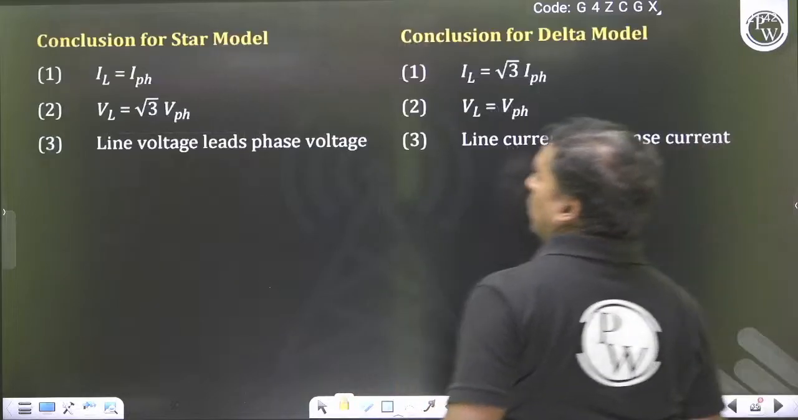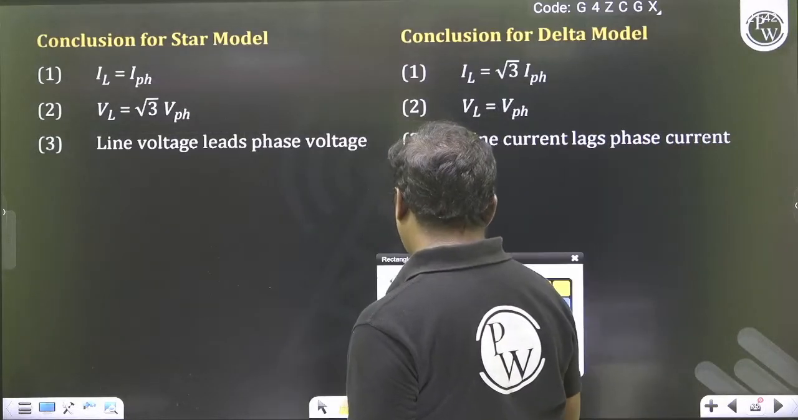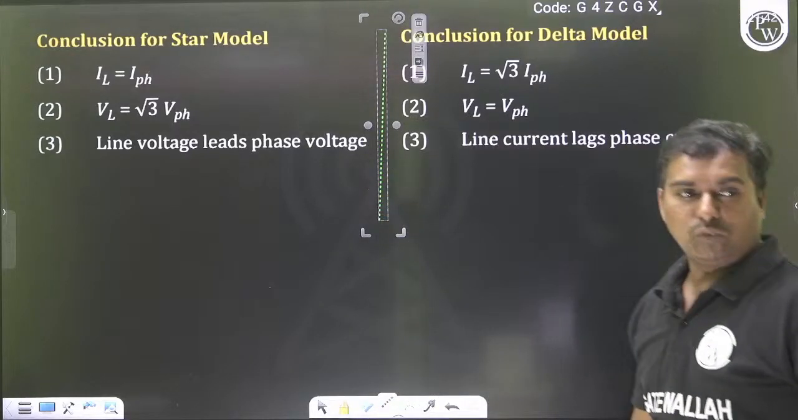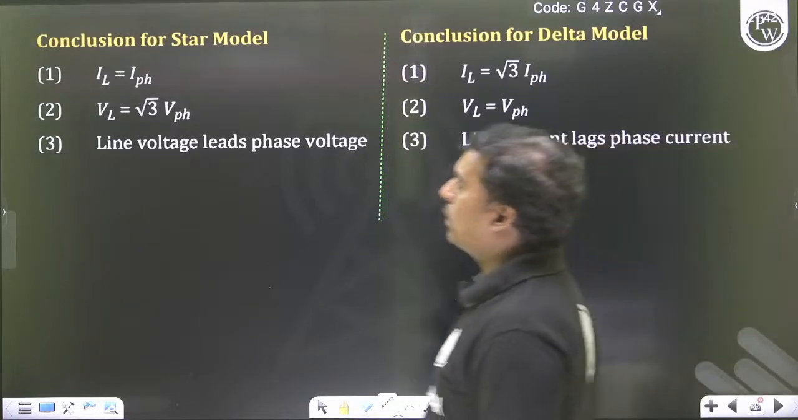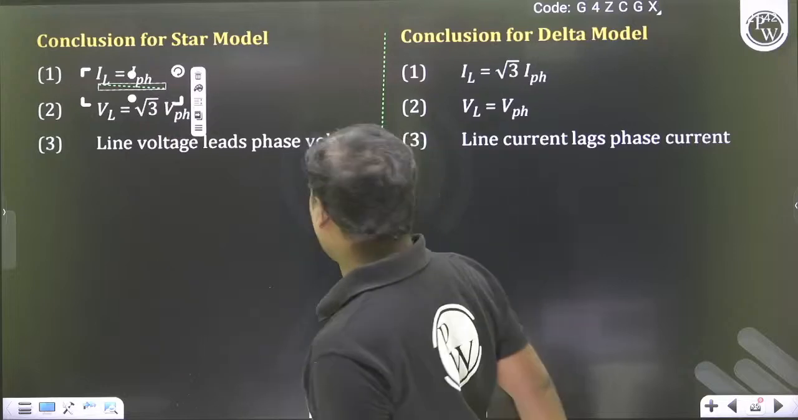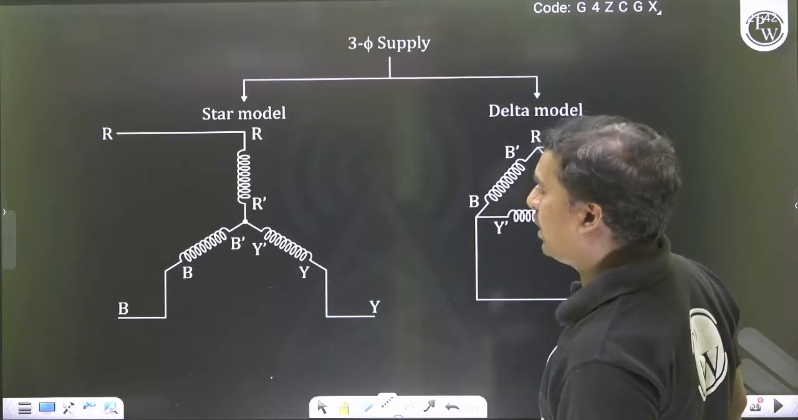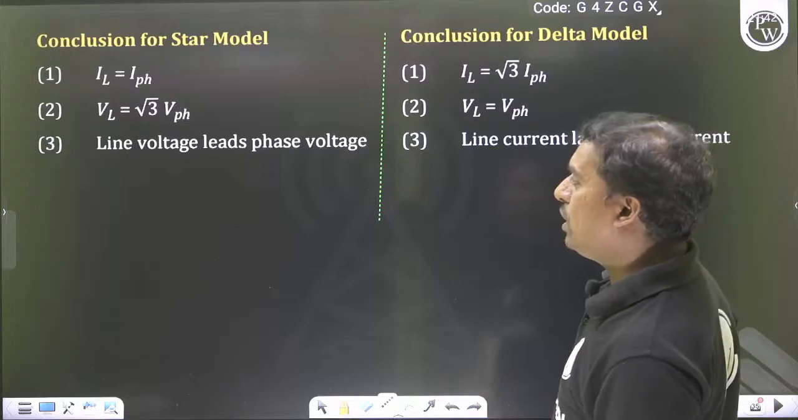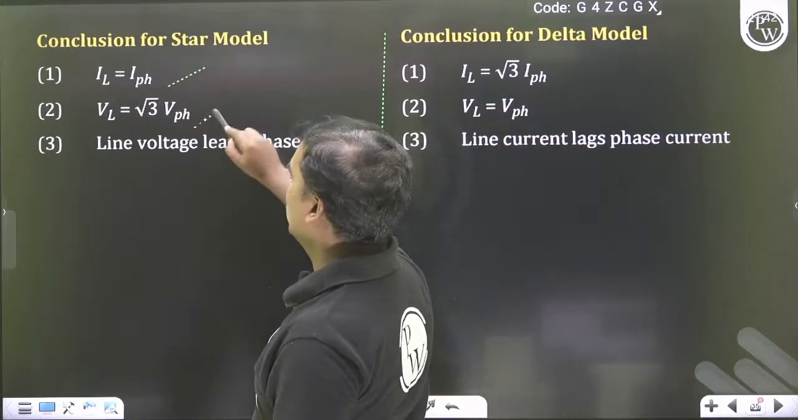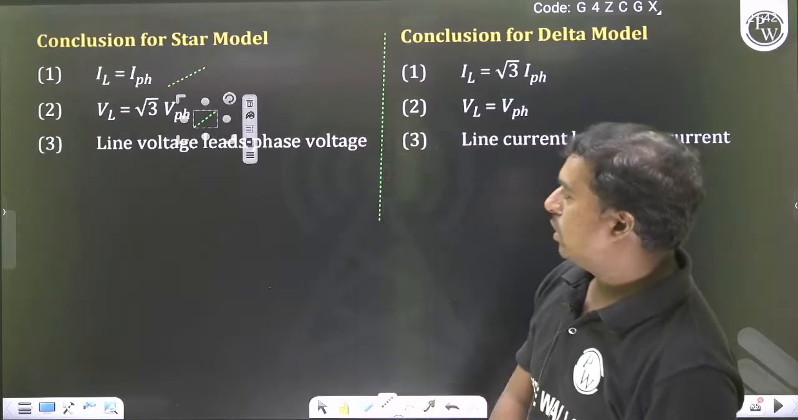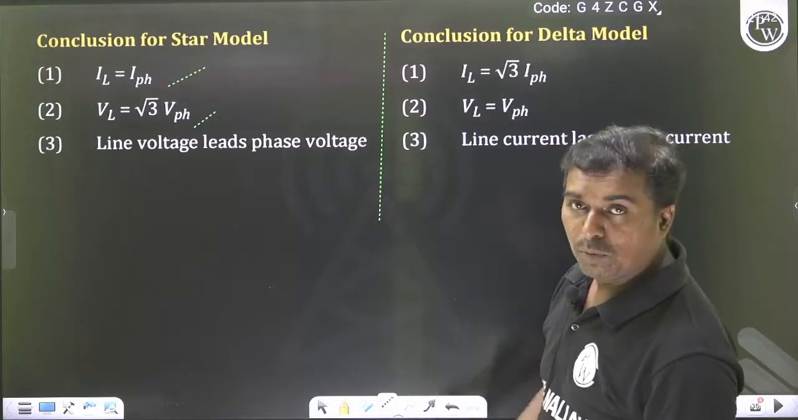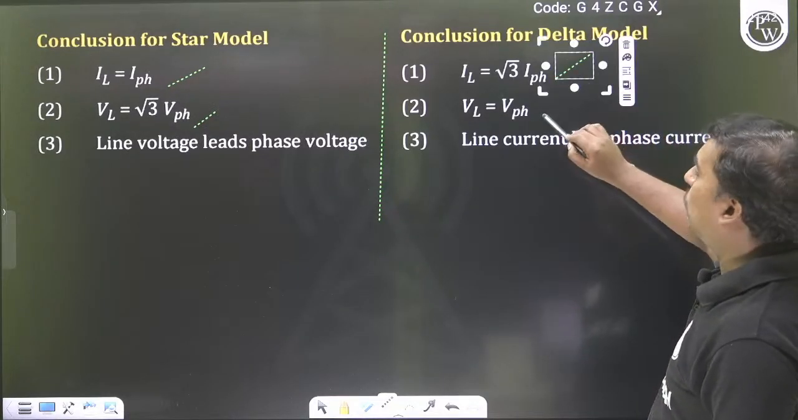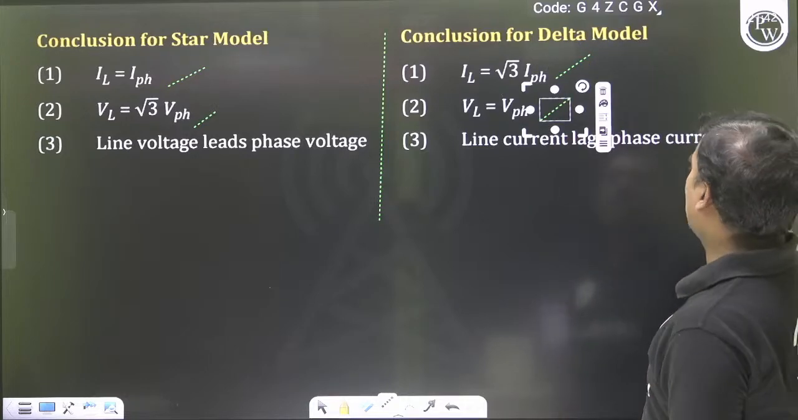Now, the basic things I think everybody knows, you have studied them in networks, so I'm not discussing much about these points. In star model, you know IL is equal to IPH, the current passing through the load and the current passing through the phase are the same. IL is equal to IPH and VL is equal to √3 VPH, and line voltage leads the phase voltage by 30 degrees. Next, in delta, IL is equal to √3 IPH, VL is equal to VPH, and line current lags the phase current.